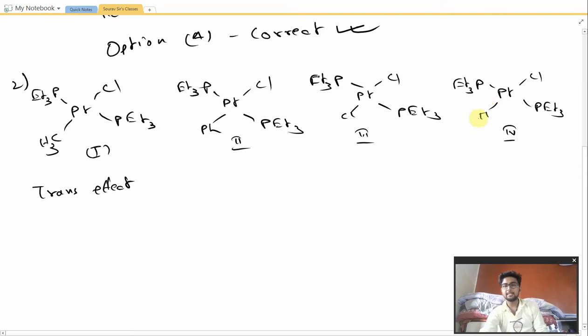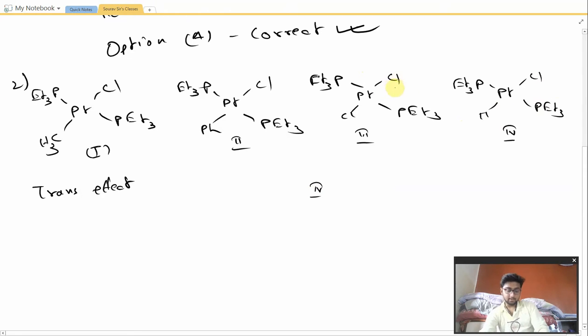Now H in this case has no trans effect, obviously, and it is a very small ligand, and therefore the removal of chlorine and the addition of pyridine would not have any sort of difficulty. So this fourth complex would have the highest rate of substitution of the chlorine by the pyridine.